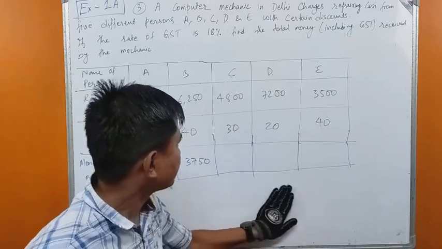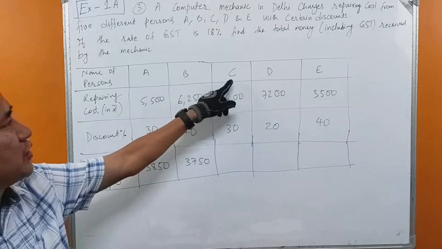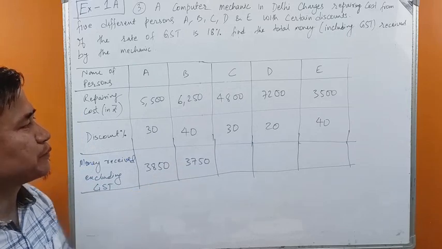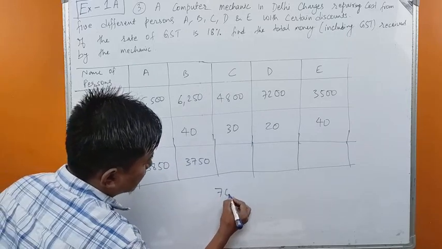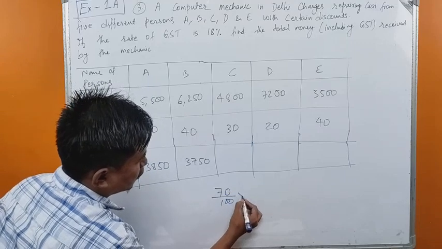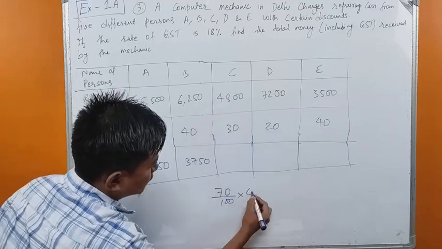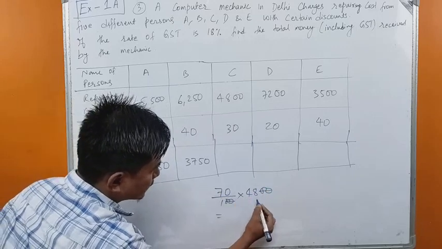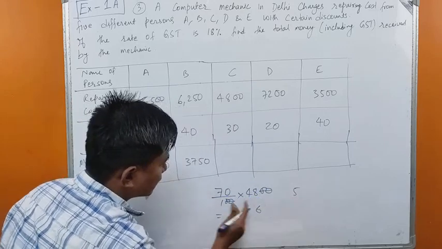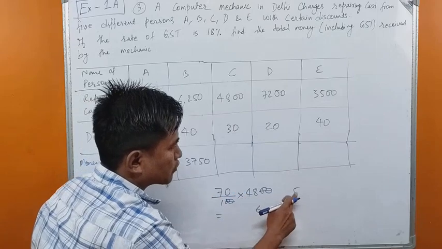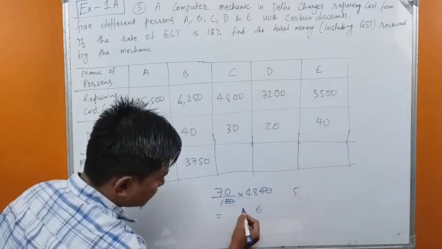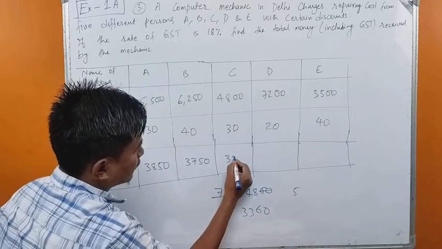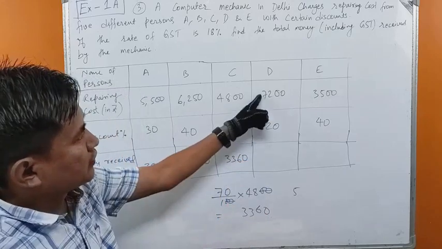Now repairing cost for C is 4,800, but he got a discount of 30%, isn't it? So he needs to pay 70%. 70% of 4,800. This two zeros cancel out. 7 8s are 56, 6, 5 in hand. 7 4s are 28. 28 plus 5 is 33, isn't it? 33. So this 0 we write here. 3,360.